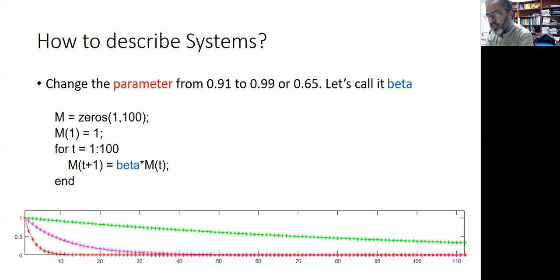On the other hand, if you pick this parameter beta to be 0.99, which is very close to one, think of it, what if I had picked exactly one? Then m of t plus one would have been equal to exactly m of t. It would have stayed where it is, and the green line would have been a straight line. But 0.99, because it is a little bit away from one, is still decaying, just not as fast as the red one. So just keep that in mind.